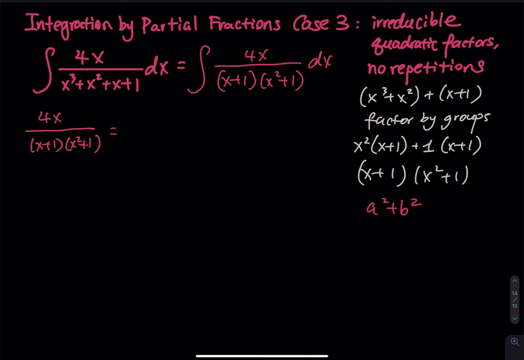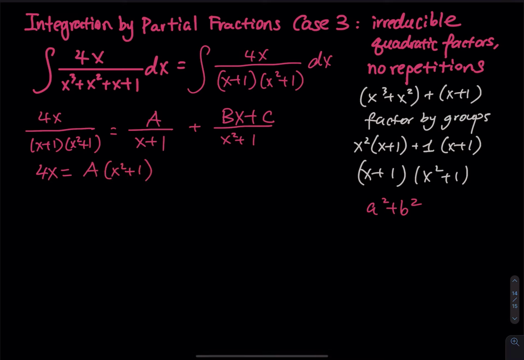For the x plus 1, we use one letter, A, because that is a linear factor. And for the x squared plus 1, we use two letters, bx plus c. Okay, and then we find the common denominator. 4x is equal to a times x squared plus 1, since I am looking for x squared plus 1. And then bx plus c times x plus 1, since I am looking for x plus 1.